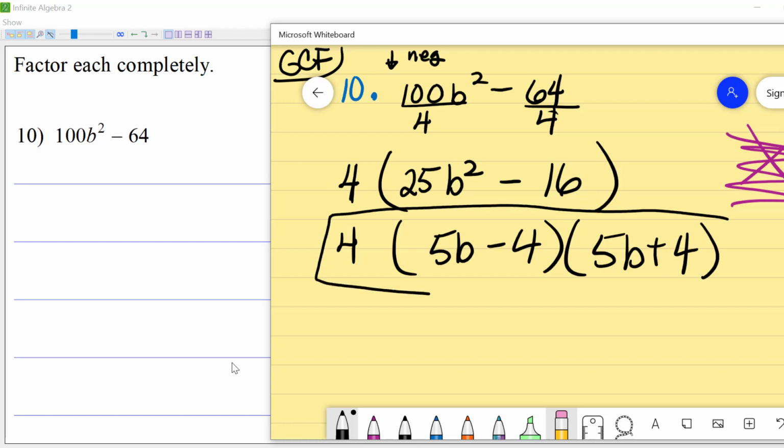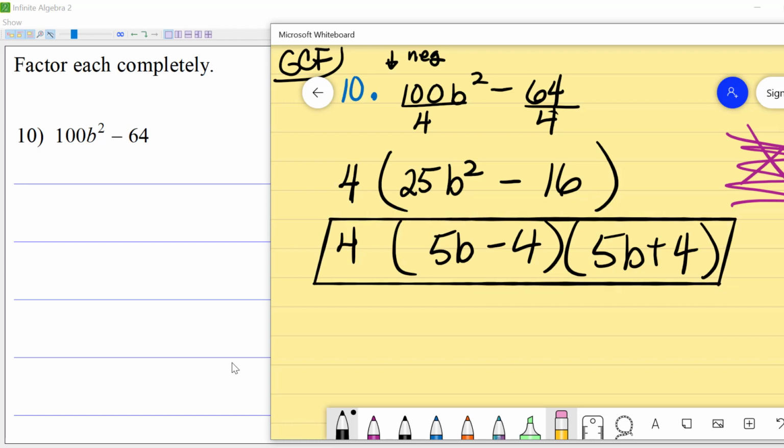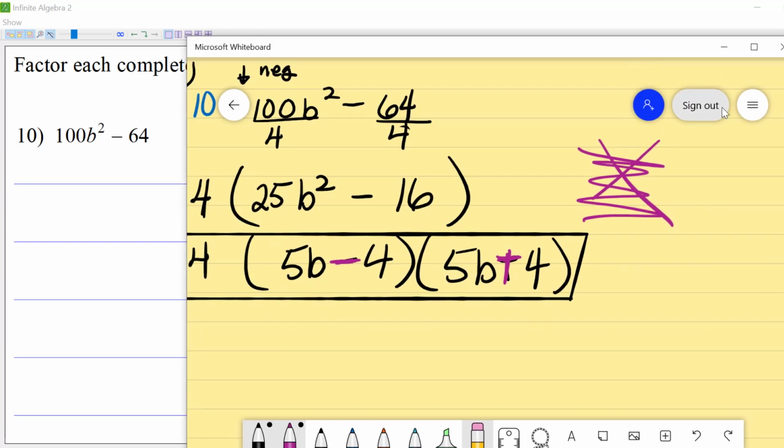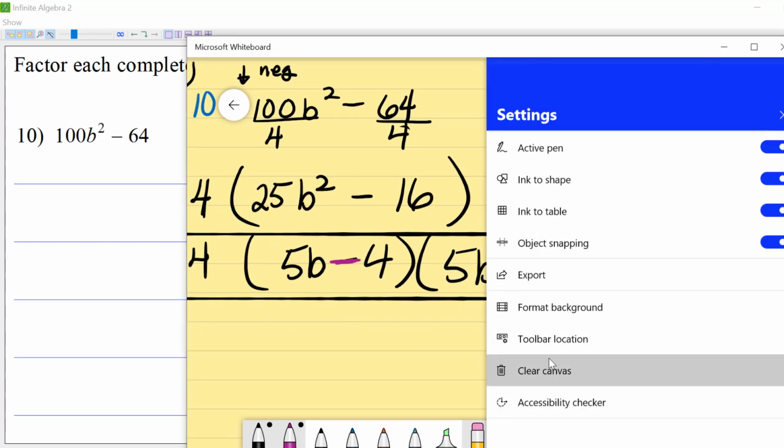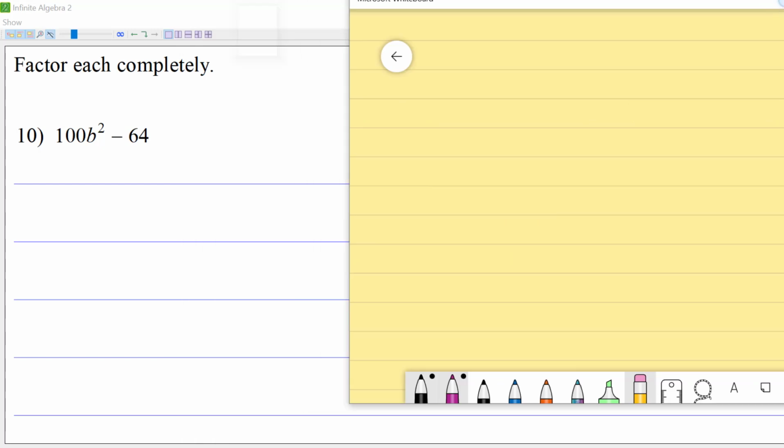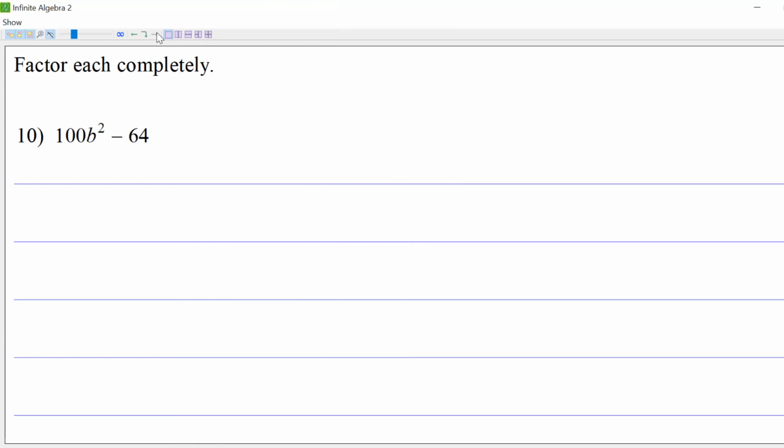And you do not write it as a perfect square like the previous problems because one of them is negative and one of the signs is positive. So you have to keep them separate. All right, what's next? Nothing, so that's fantastic. Okay, so make sure you're getting caught up.